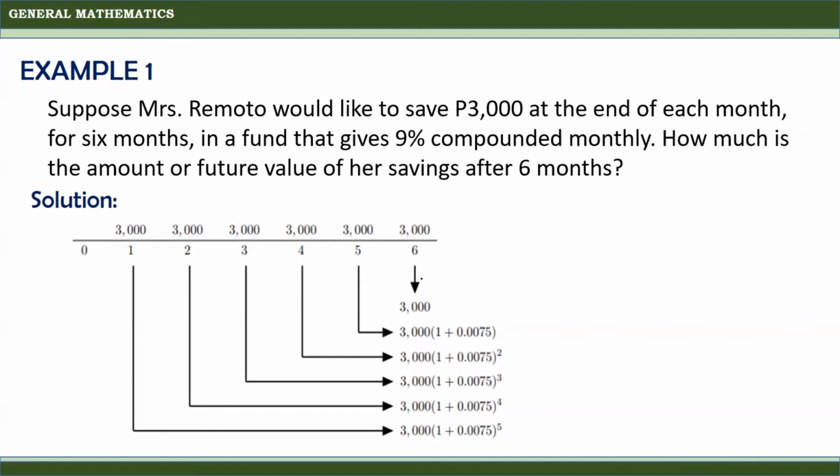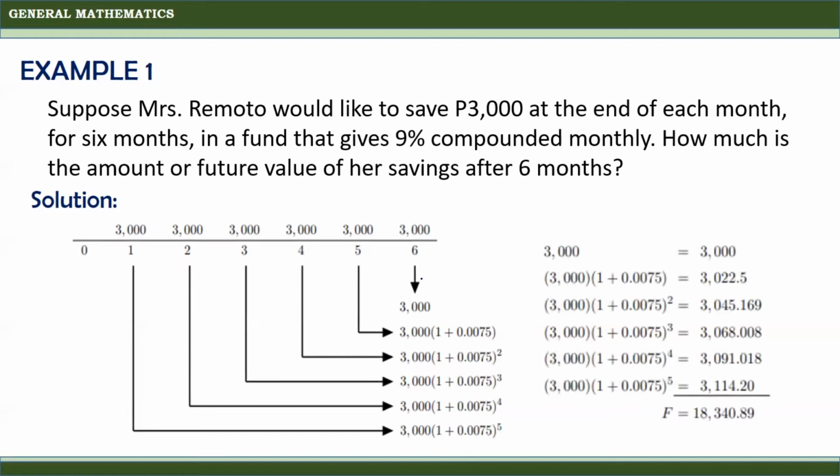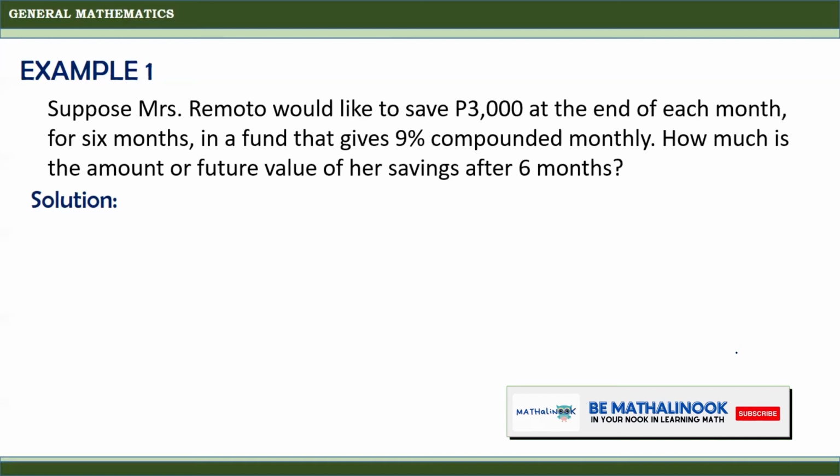And finally, the sixth payment will amount to 3,000. To determine its future value, we can simply add all these values here, giving us 18,340.89. Therefore, the savings of Mrs. Remoto after 6 months of payment of 3,000 pesos with an interest of 9% compounded monthly will amount to 18,340.89. How about using the formula instead of illustrating or computing each payment manually?